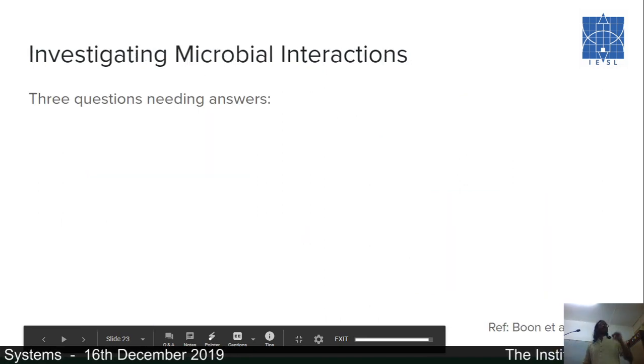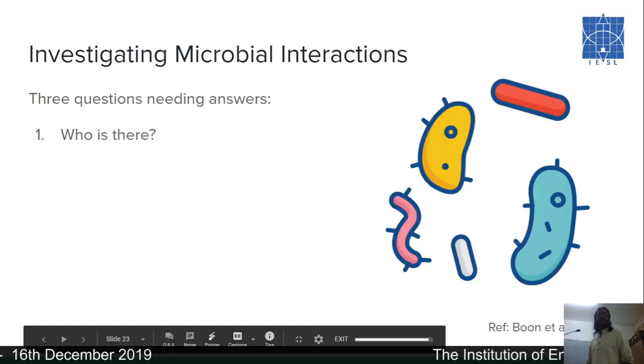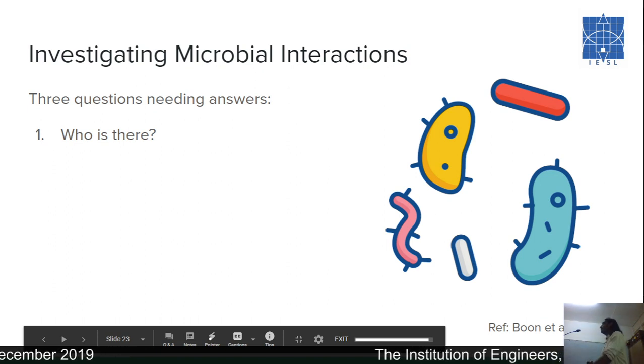Anyway, this is the interesting slide. When we investigate microbial interactions, what are we looking for? So the first is, who is there? So we get a microbial sample. For example, you get a skin sample, and we are interested in seeing what kind of microbiomes are there.